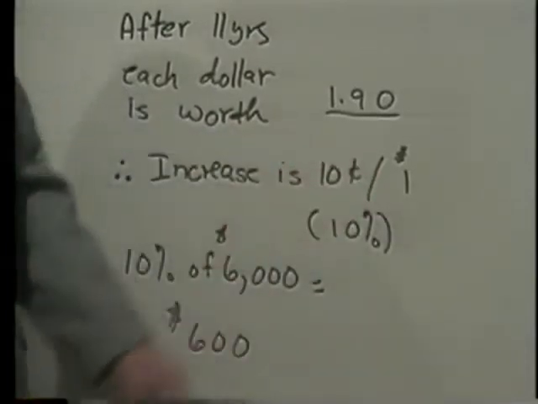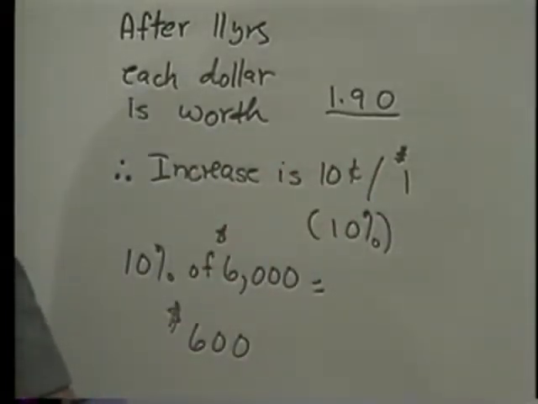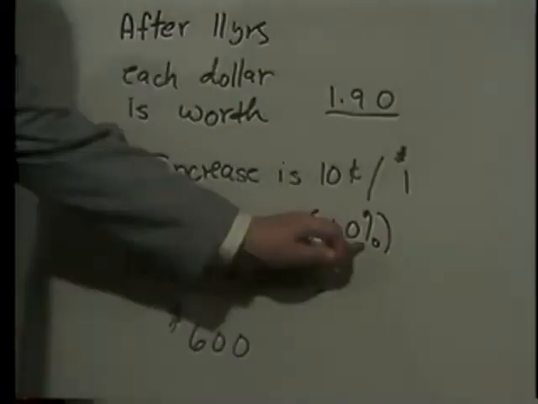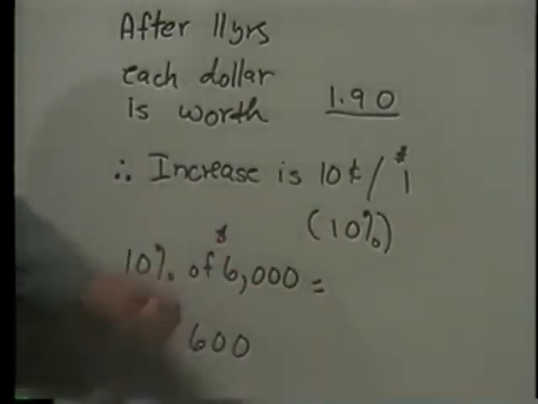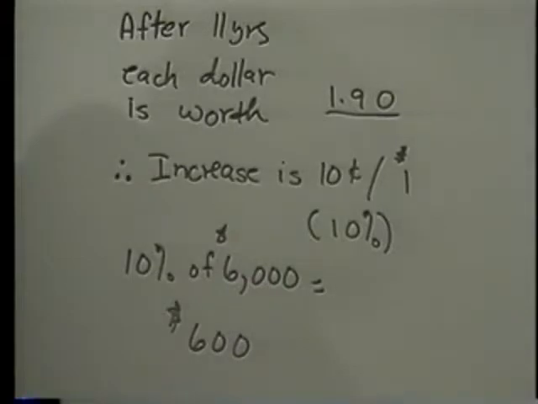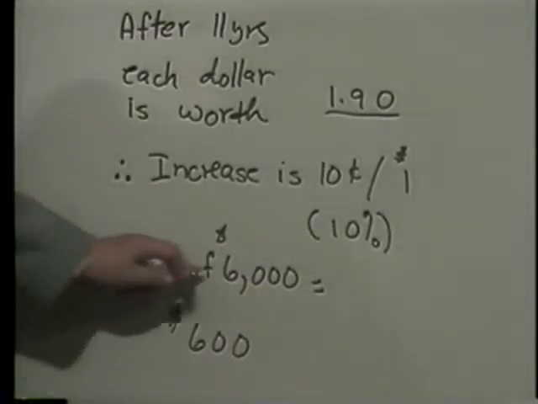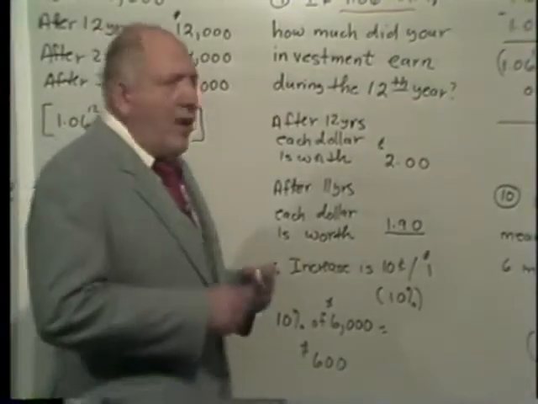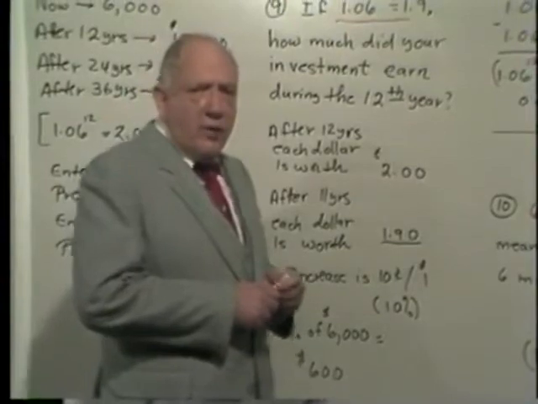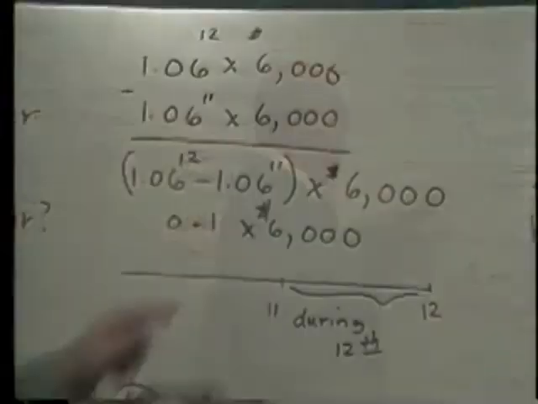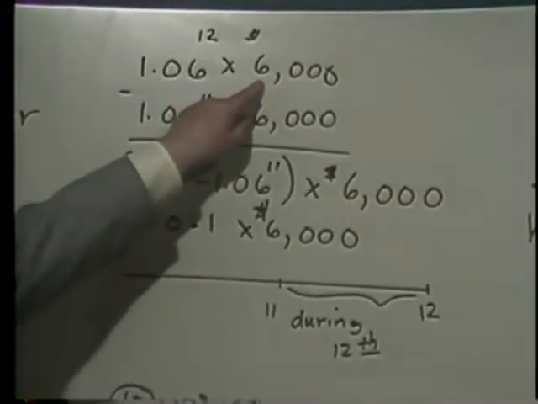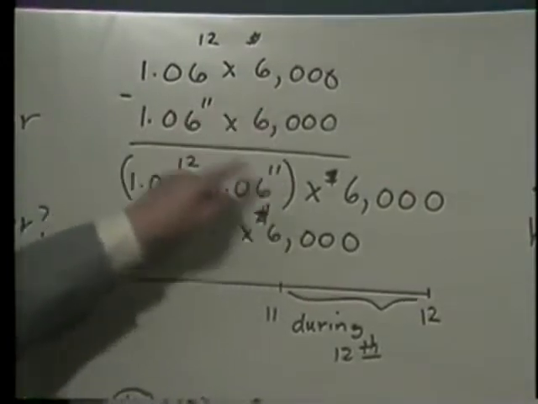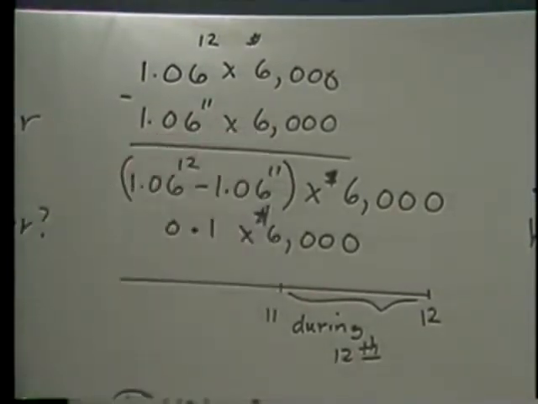I have $6,000 in there, so I'm going to get 10 cents 6,000 times. Look at it this way: I'm making 10% of the $6,000. 10% means 10 cents on each dollar. That's a rate. So now I just take 10% of 6,000. That's $600. Another way of doing this, if you don't like to work on this $1 at a time, is to say: at the end of the 12th year, this was how much the money was worth. At the end of the 11th year, this is how much the money was worth.